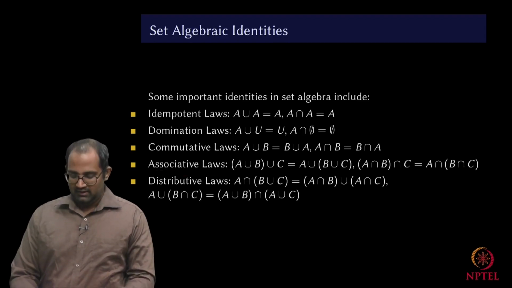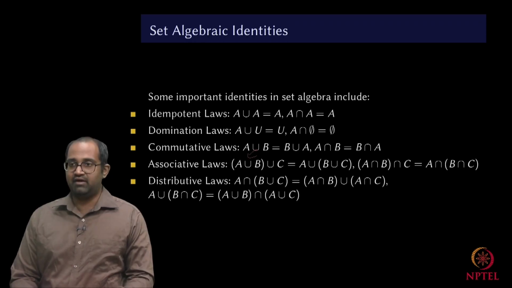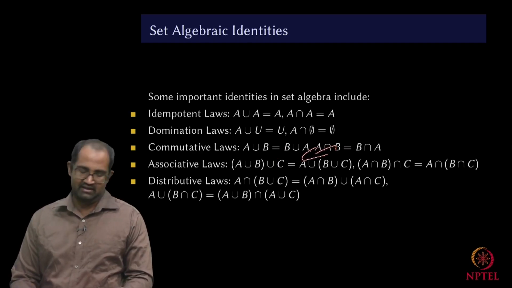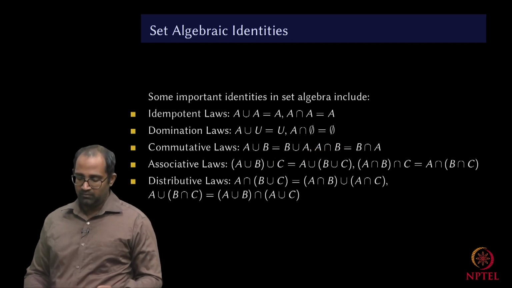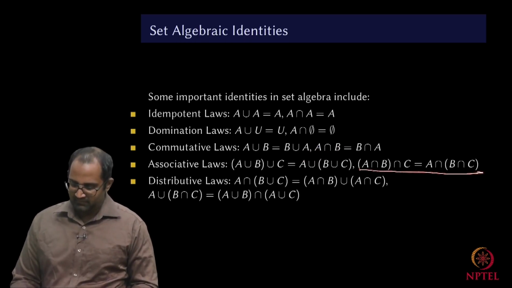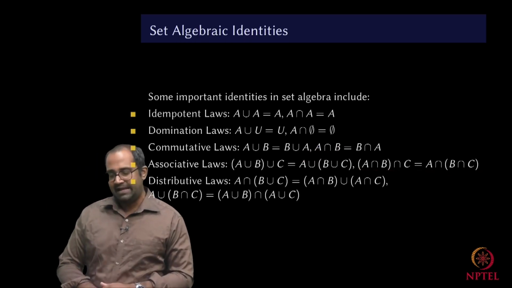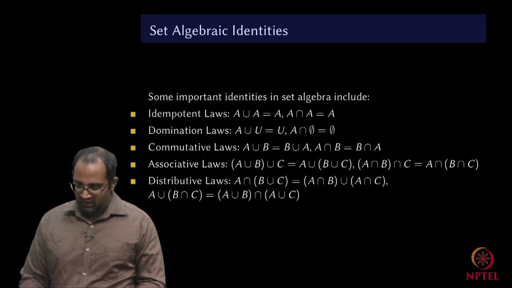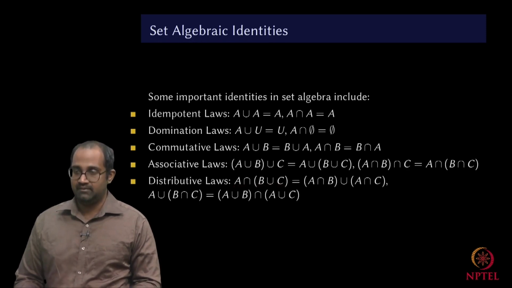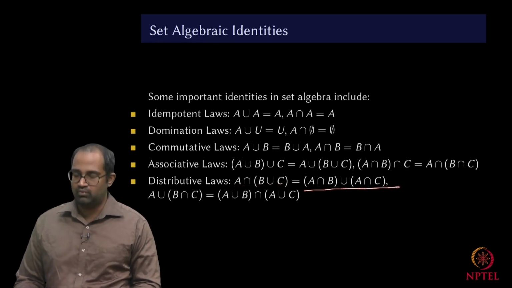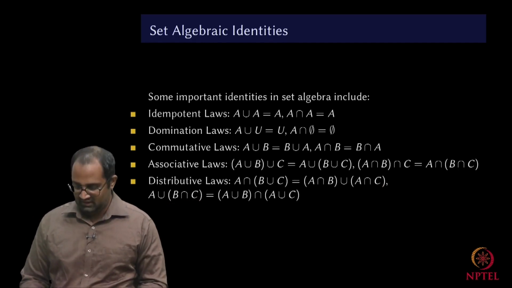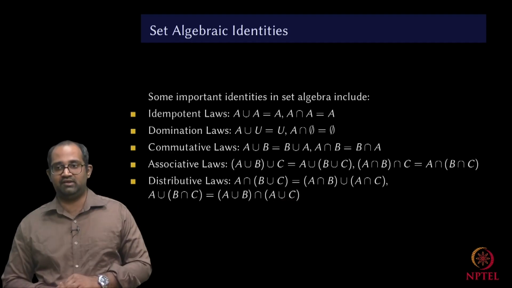Associative laws. If you take A union B first and then join to it the elements of C, it is the same as first joining B and C together and then joining A. This is also utterly obvious to show, and there is a similar identity involving intersections. Finally, one slightly less obvious result is the distributive law. A intersection (B union C) equals (A intersection B) union (A intersection C), and A union (B intersection C) is (A union B) intersection (A union C).